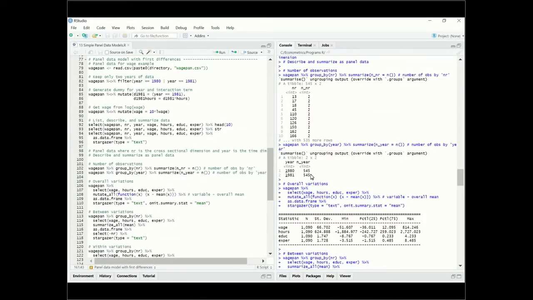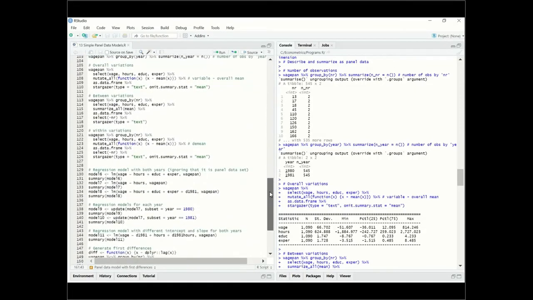So now we talked about overall variation, between variation, and within variation for panel data here. And how the overall variation is a variation of each of the variables across individuals and within individuals. Here, the between variation is basically how does a variable vary from one person to the next, and within variation is how does a variable vary within the individual. So basically, for one individual, how does that vary over time?